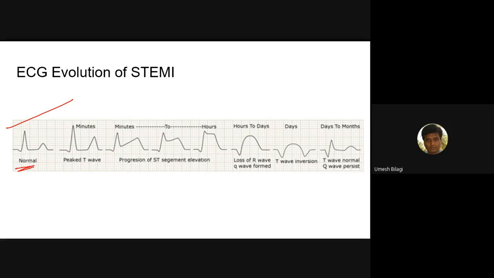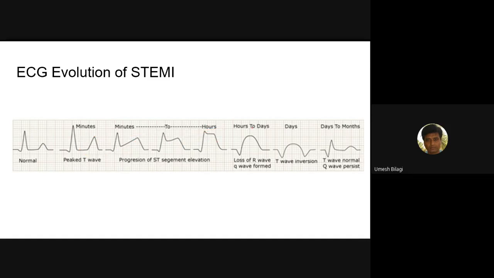So this is a normal case. Initially, the first thing to happen is tall T waves. Okay, this is the first thing. The moment the thrombus blocks, this happens first. Tall T waves come, and after a few minutes the ST will start going upwards, and it further goes up like this. You can see ST changes from here till here. First there is a hyperacute tall T wave, then ST elevation starts. Over a span of minutes to hours, it happens.